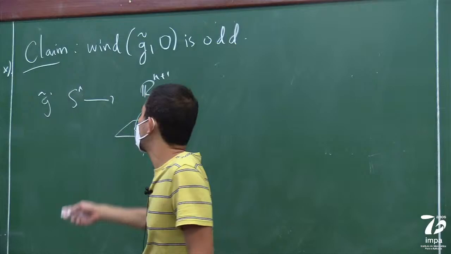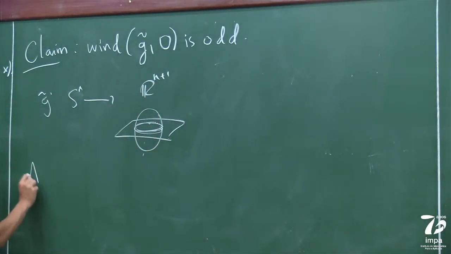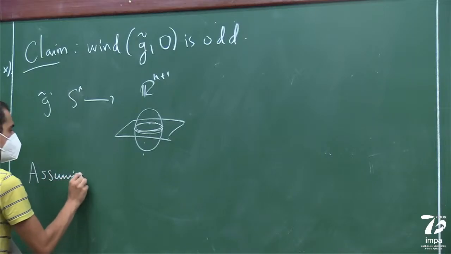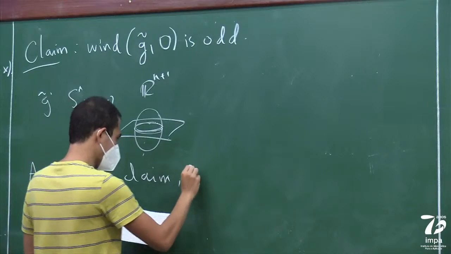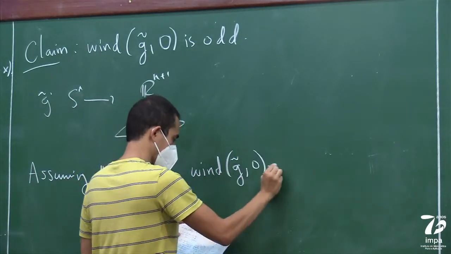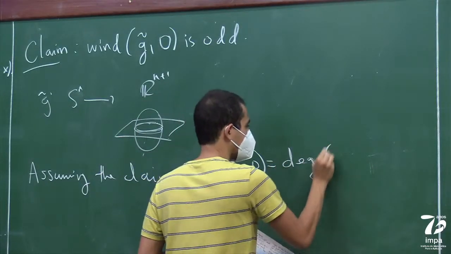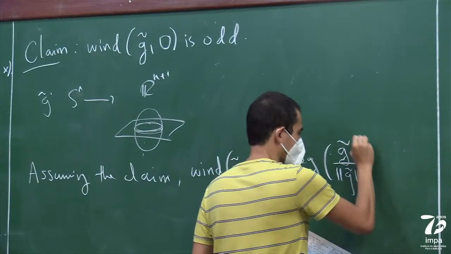Okay, so that's why that's going to be a contradiction. So let me just write this down. Assuming the claim, the winding number of g tilde with respect to 0, this is the degree of g tilde over the norm of g tilde, is odd.